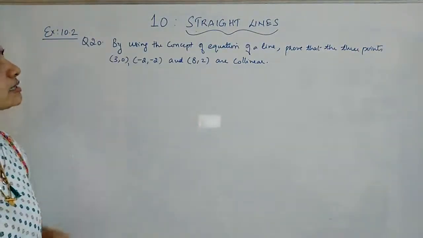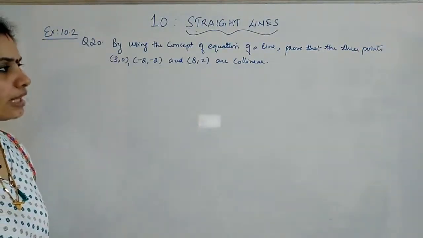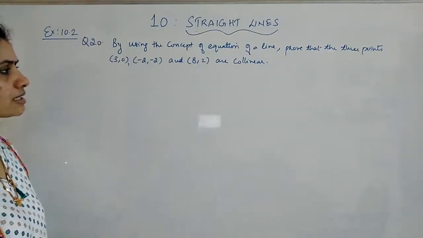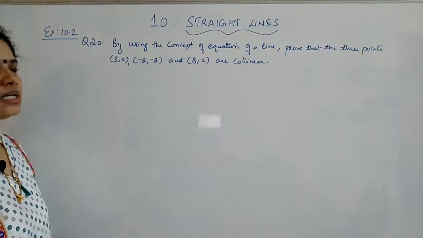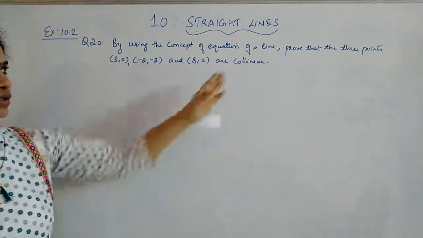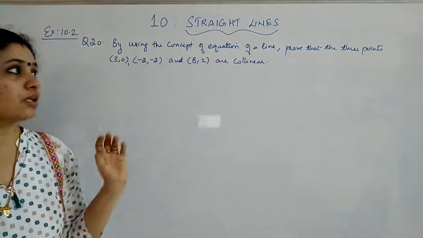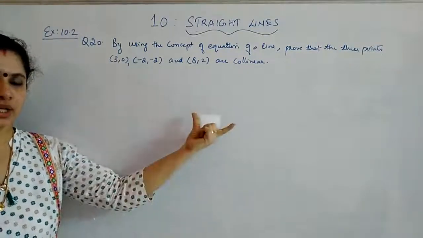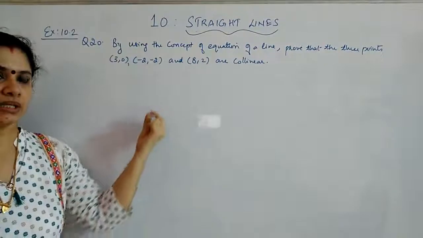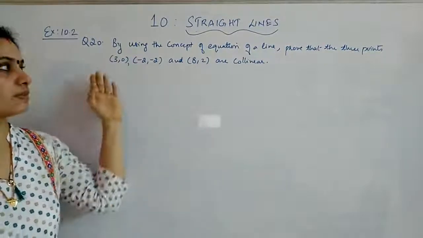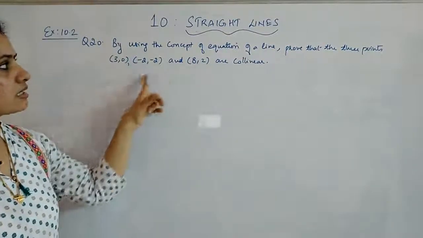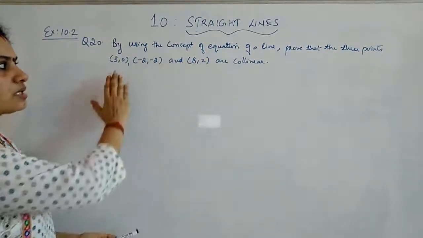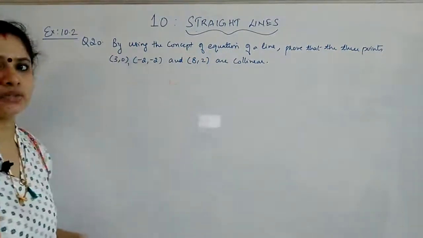Question number 20 is, by using the concept of equation of a line, prove that the 3 points (3, 0), (-2, -2) and (8, 2) are collinear. Normally, to prove that 3 points are collinear, we use the slope concept, that is, slope of AB equal to slope of BC. But here they are asking you to use the concept of equation of a line to prove the collinearity of these 3 points.